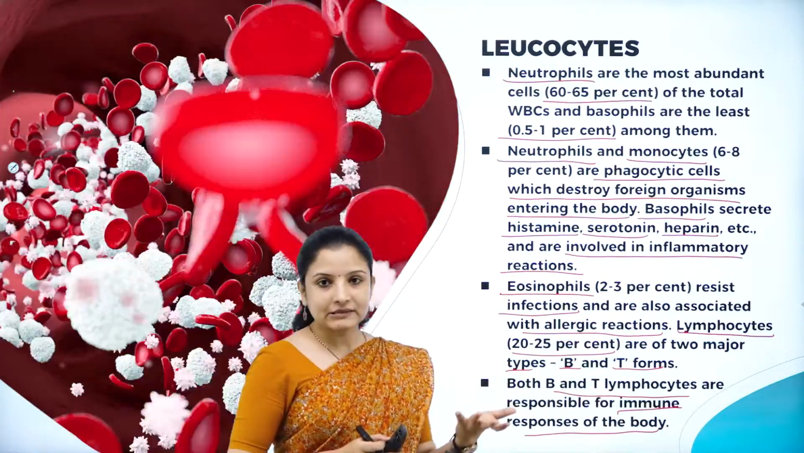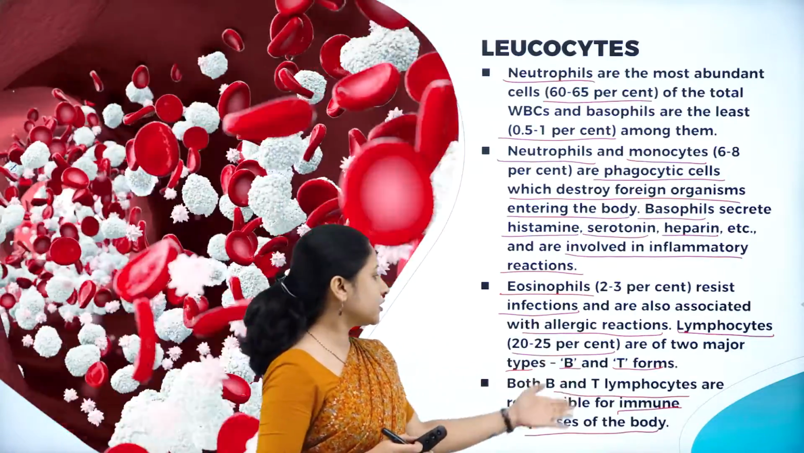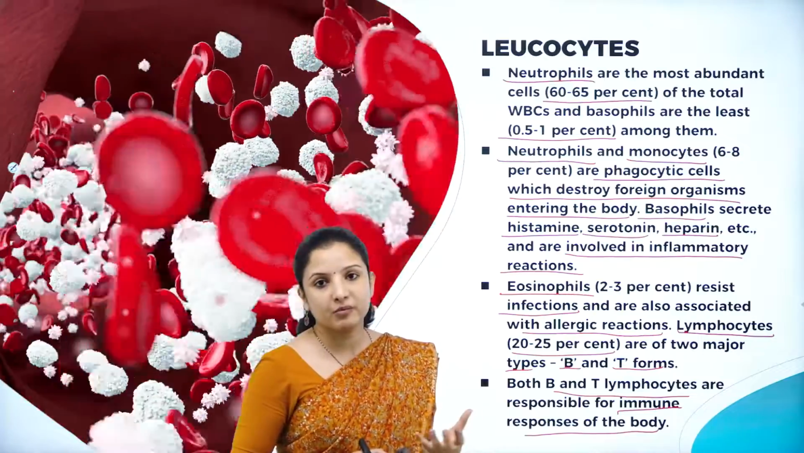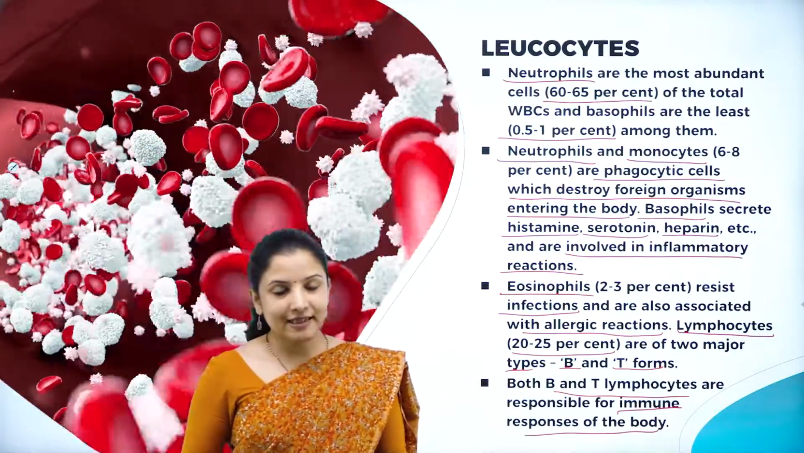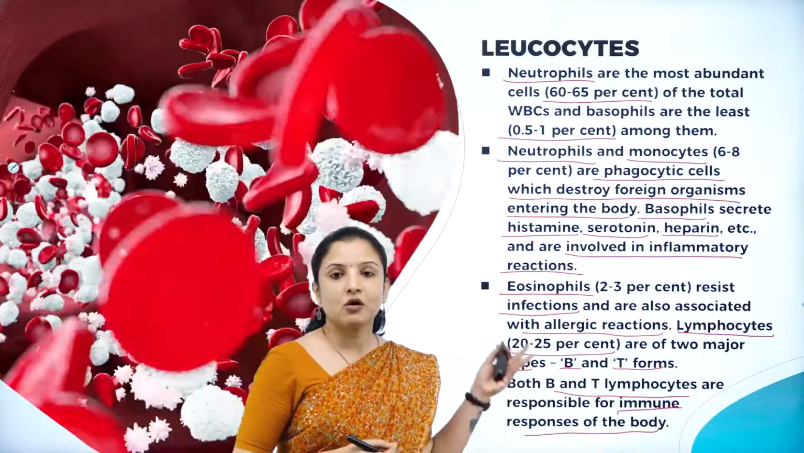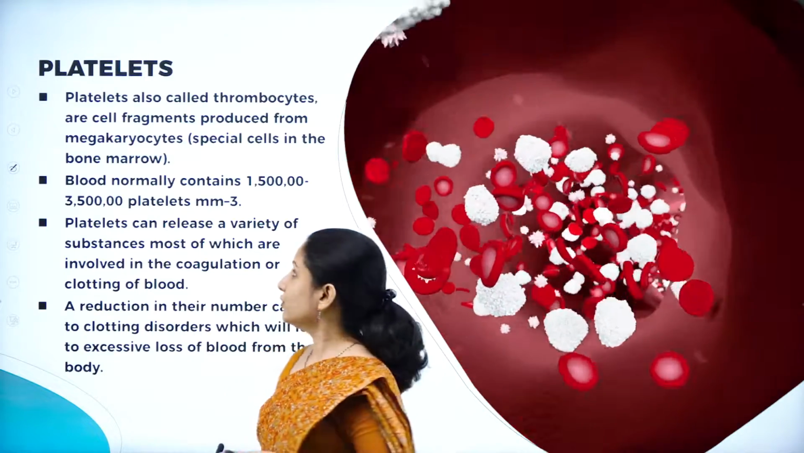Even our body is protected against cancer cells because of the B and the T lymphocytes. So therefore, they provide a high amount of immunity in the body. So these are the functions of the different granulocytes and the agranulocytes that are present in the WBC or the leukocytes of the blood. So this is about the leukocytes.